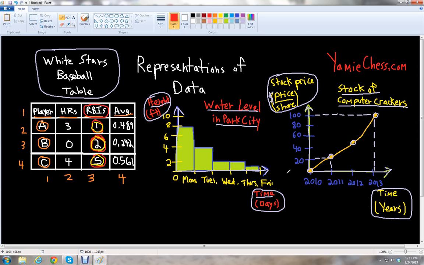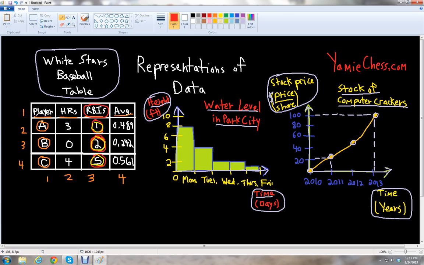Now let's begin with the table and examine its structure. Notice that in the table you have 4 rows going across, and then you have 4 columns going up and down vertically. And then each entry, ones I circled here, those are called cells where a row and column meet.